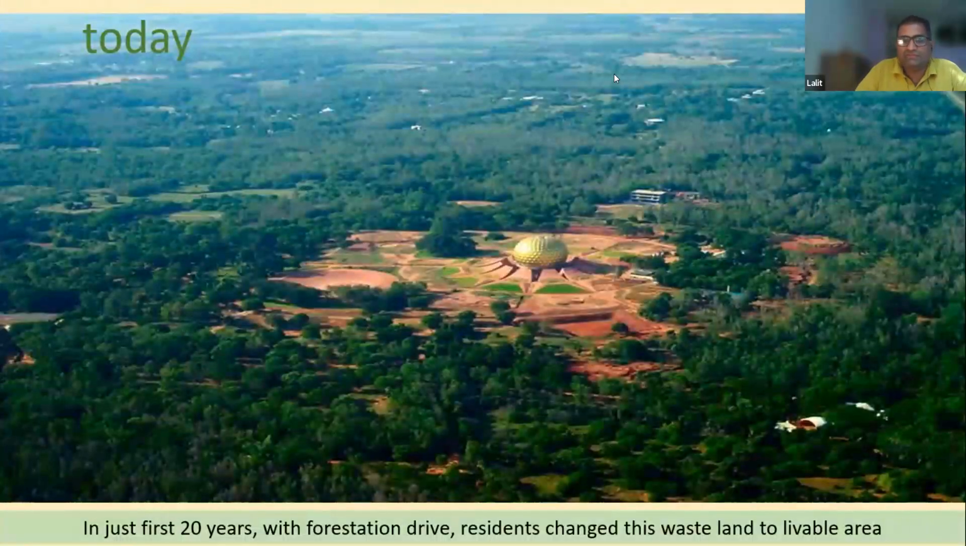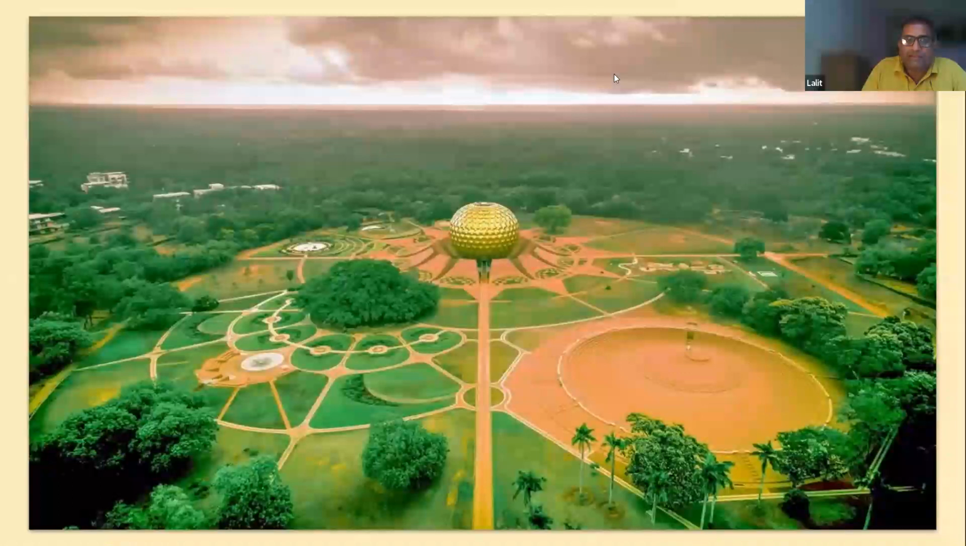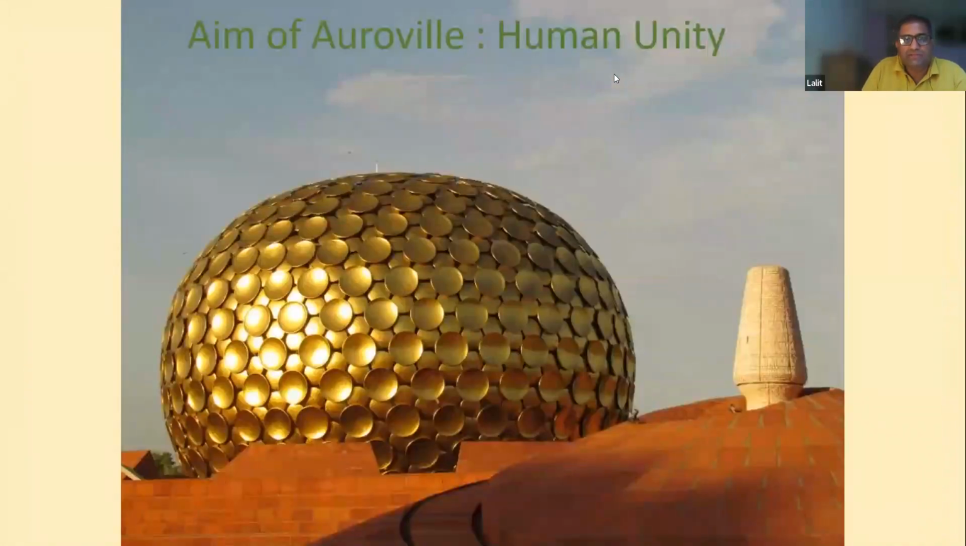And in the first 20 years, something like this has emerged. Millions of trees were planted. People learned how to do proper plantation, ecological work, bunding, check dams. And this has changed the microclimate. Forest has come. There are many, many more stories around the ecological work, and these are some of the images. So the aim of Auroville is human unity. This you can see.